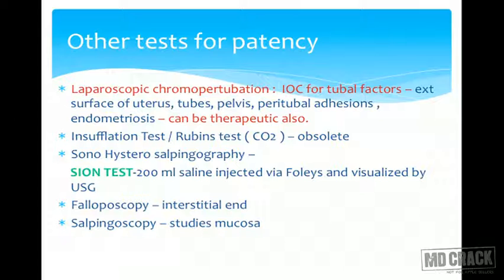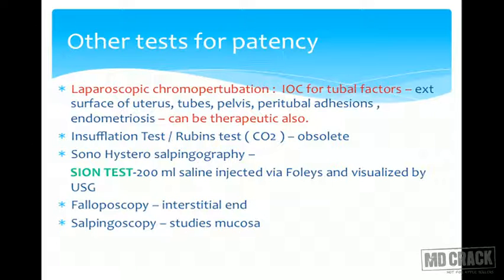It gives us additional information about peritubal adhesions and endometriosis, and at the same time, if there are any pathologies found, we can treat them as well. So it is diagnostic as well as therapeutic. We can go for fulguration of endometriotic patches, or if there are some adhesions, we can do adhesiolysis at the same sitting under anesthesia. There are other tests, but these are obsolete now, like insufflation test, Rubin's test, where CO2 was pushed inside the cavity and then it was heard.